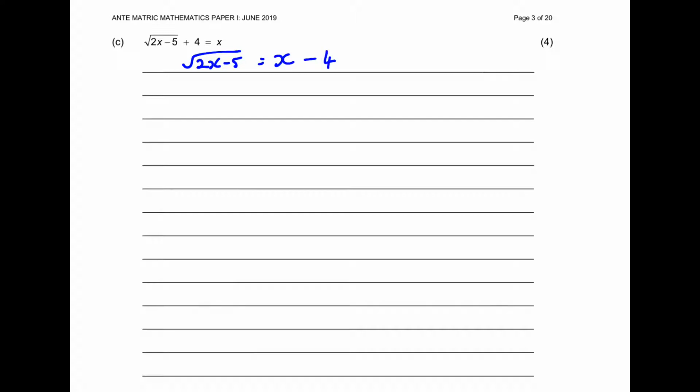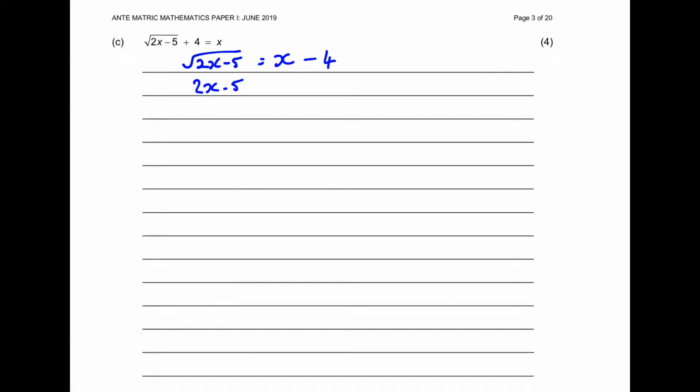Second step here is to square both sides. Now, this is a part where often a mistake is made. When you are squaring, you're not just squaring each individual term. So what I mean by that is, let's square the left. The square of the square root of 2x minus 5 is 2x minus 5.